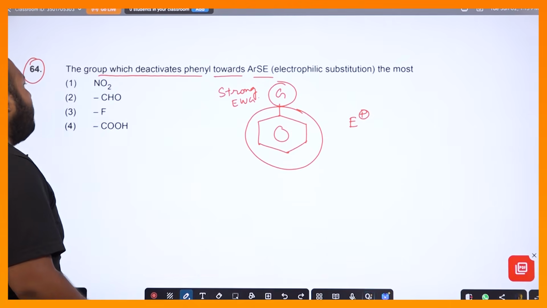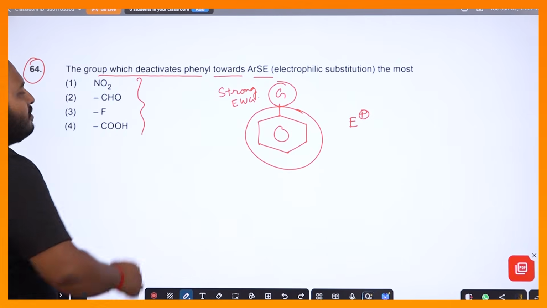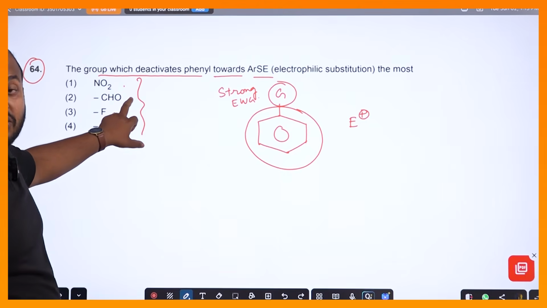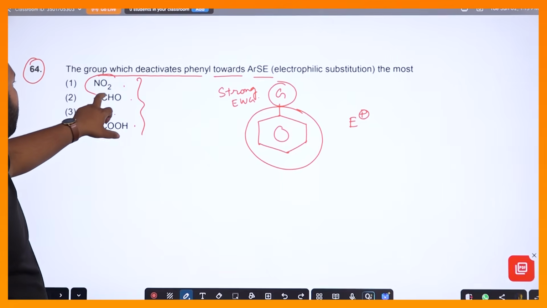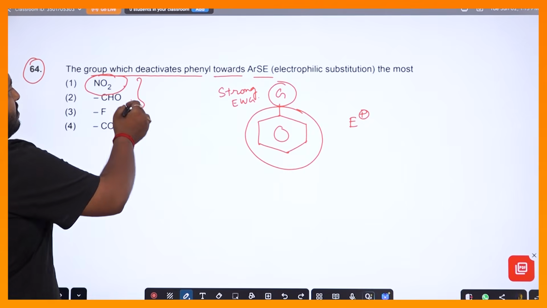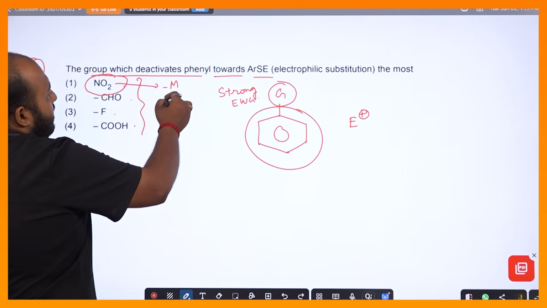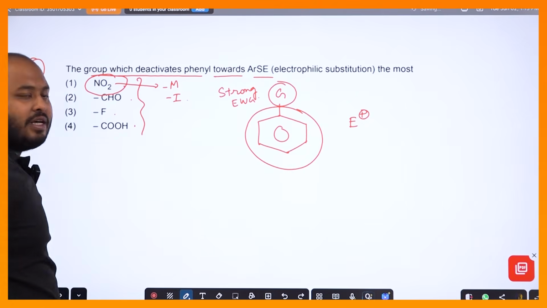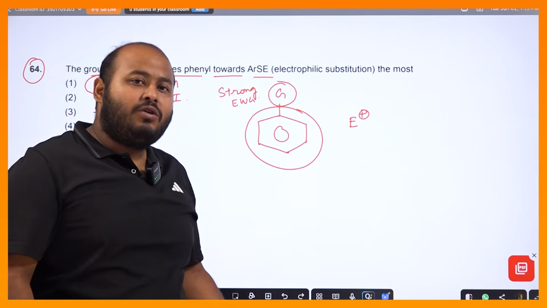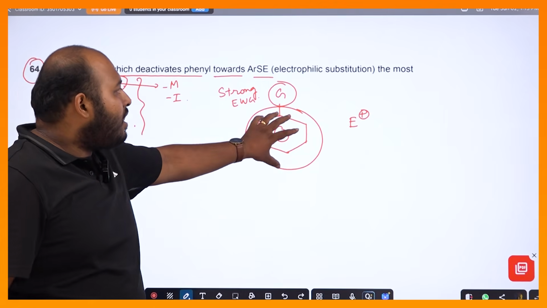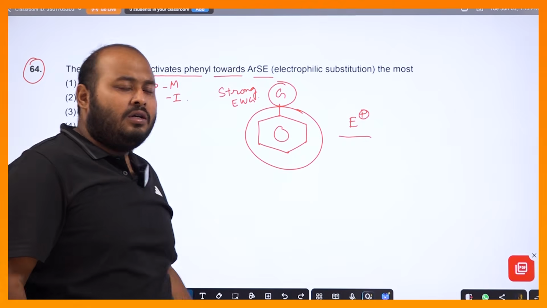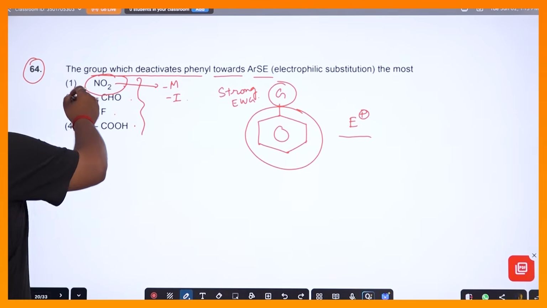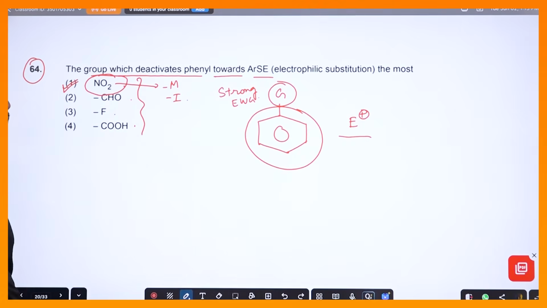So if we check the options here, there are NO2, CHO, fluorine and COO. The best electron withdrawing group possible in this case is NO2. It has both -M and -I effect, which acts as a very strong electron withdrawing effect over the benzene system, and it will get deactivated to electrophilic aromatic substitution. So the correct option will be option 1.